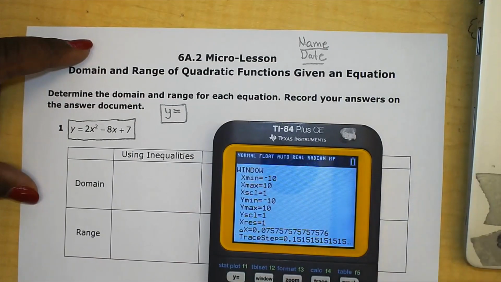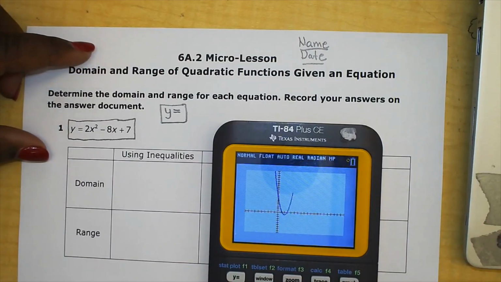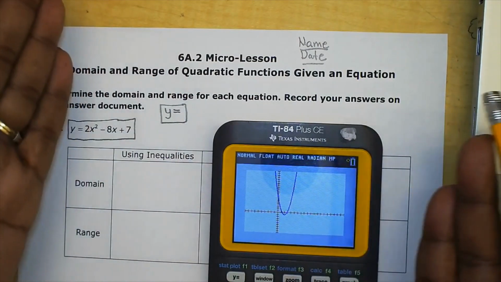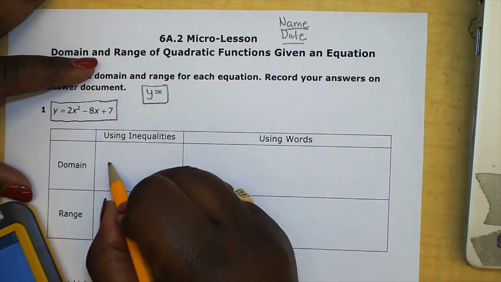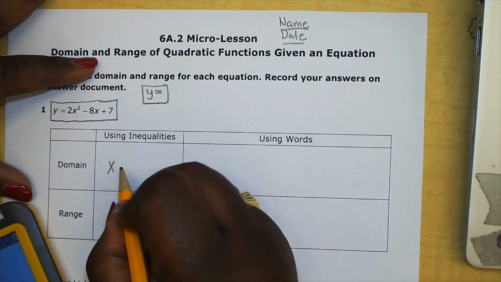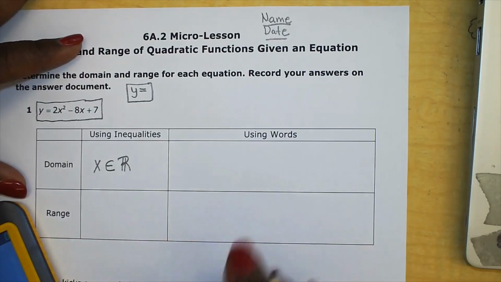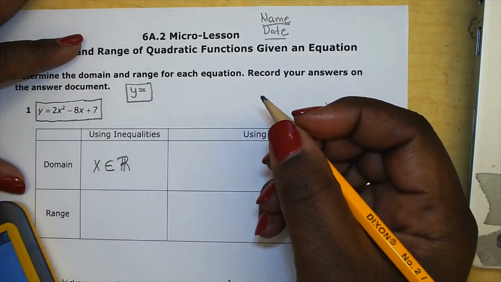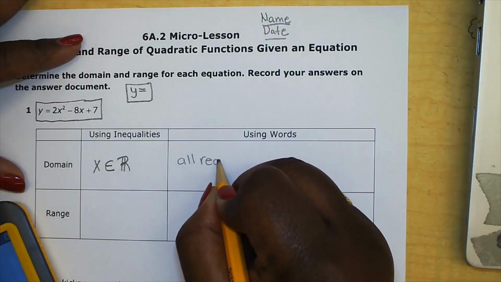If I was to make my x value 20 and my y maximum value 20, and I graph it, I can still see that my graph keeps moving on and getting wider. So the domain in this case is x is all real numbers. All right. So using words, the domain is all real numbers.